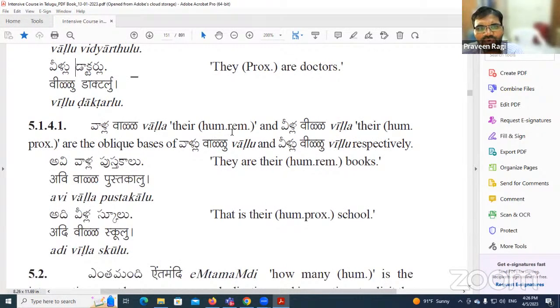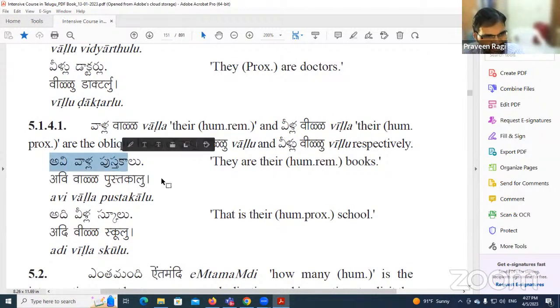Next we have Walla. This is human remote and Villa. This is human proximate or the oblique base. So oblique base means, for example, there. There's a meaning of there. Walla means there. Villa also there, but it is far or near.